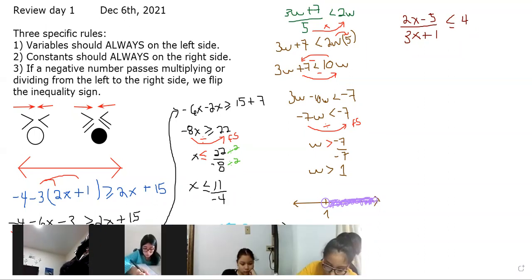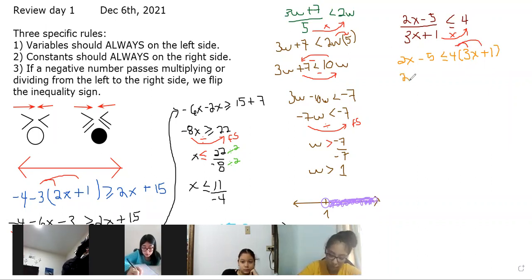What is the first step that you did to solve this? Multiplying 3x plus 1 to 4. Okay, so you pass the denominator to the other side, multiply. Very good step. So we have left 2x minus 5 less than or equal to 4 times 3x plus 1. And then what should I do? Multiply 4 to 3x and to 1, the distributive property to multiply.